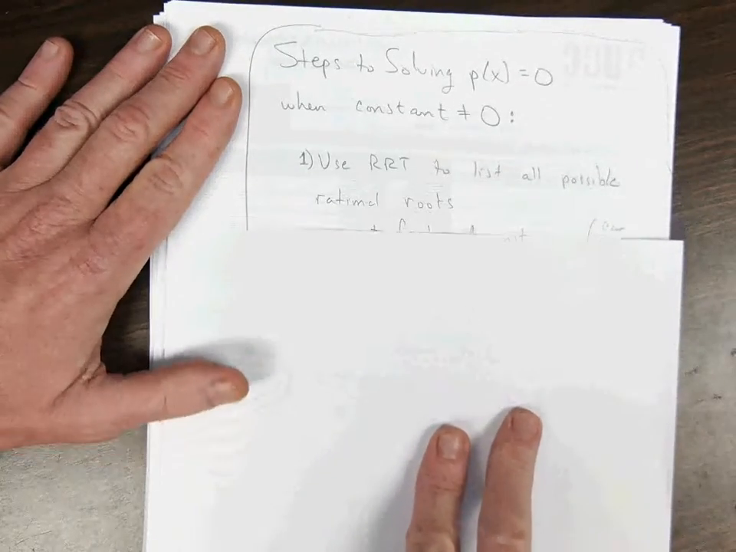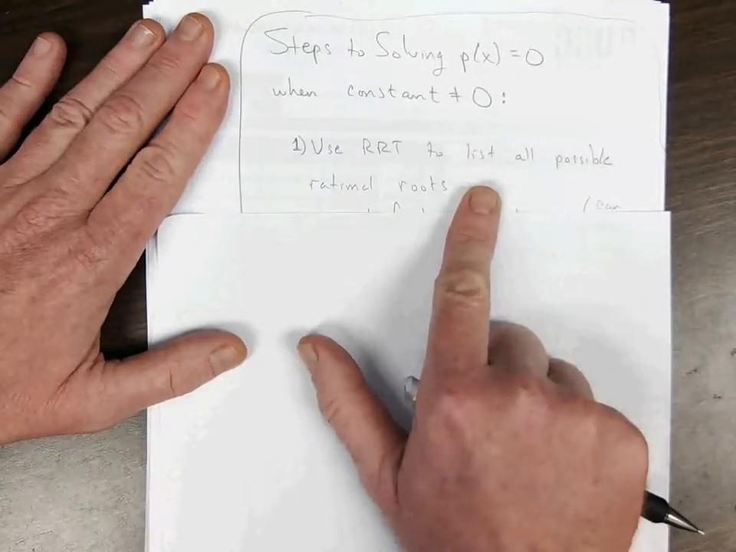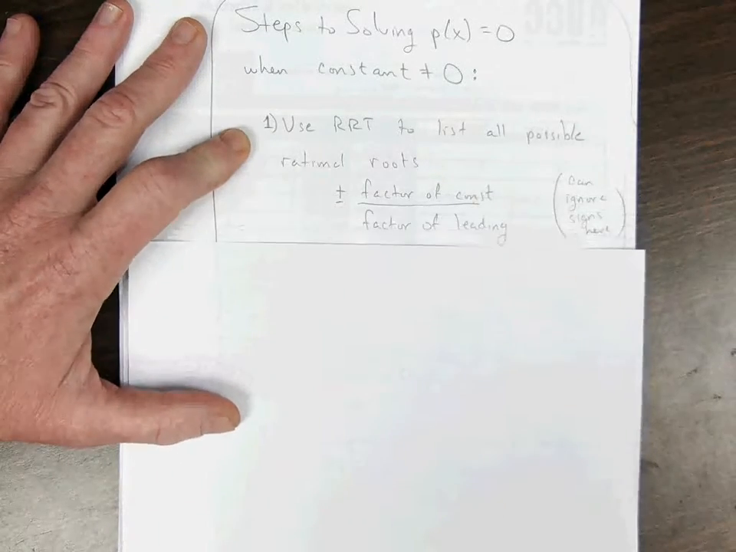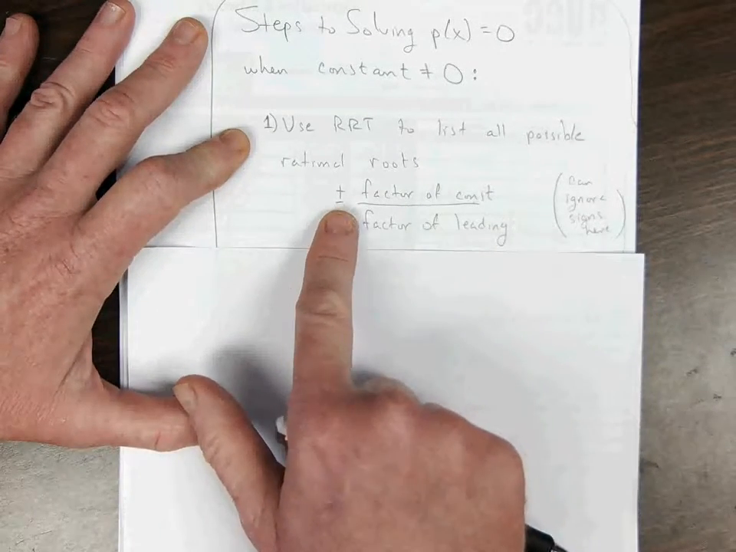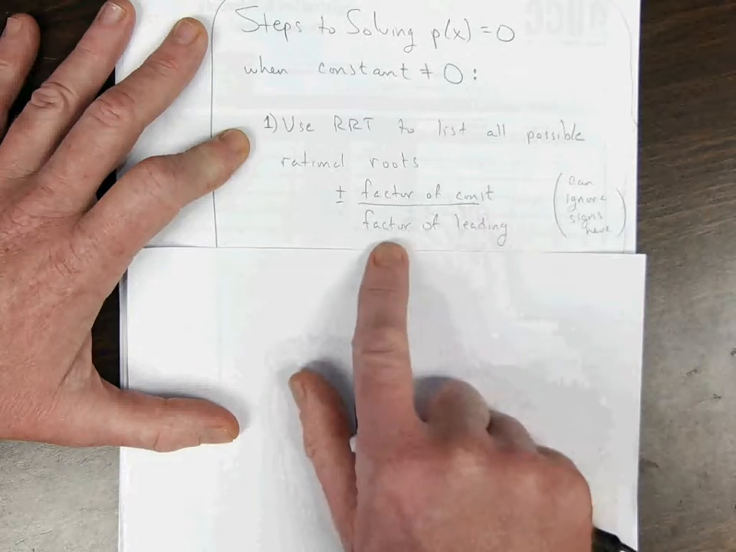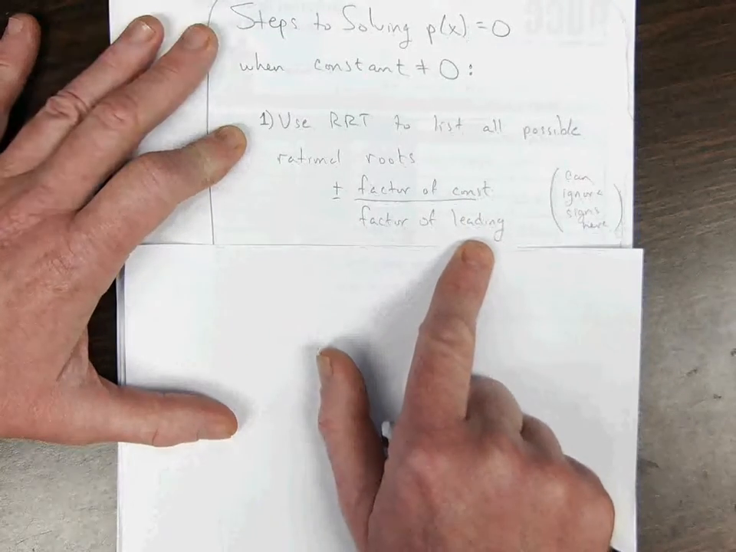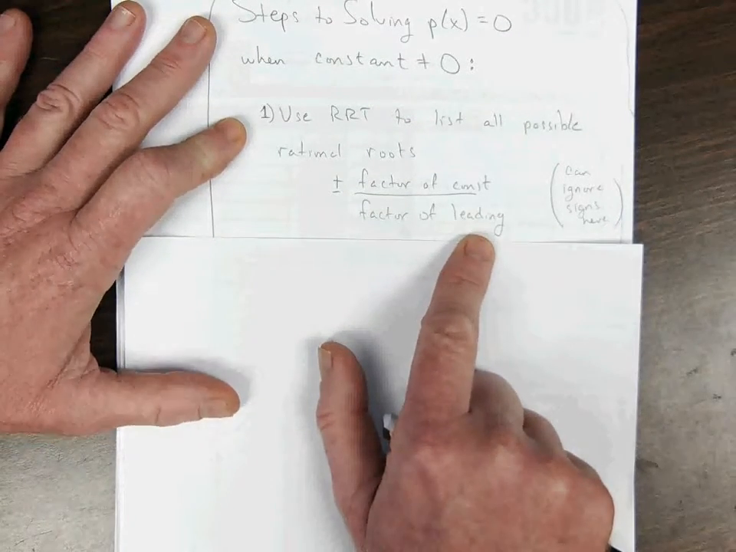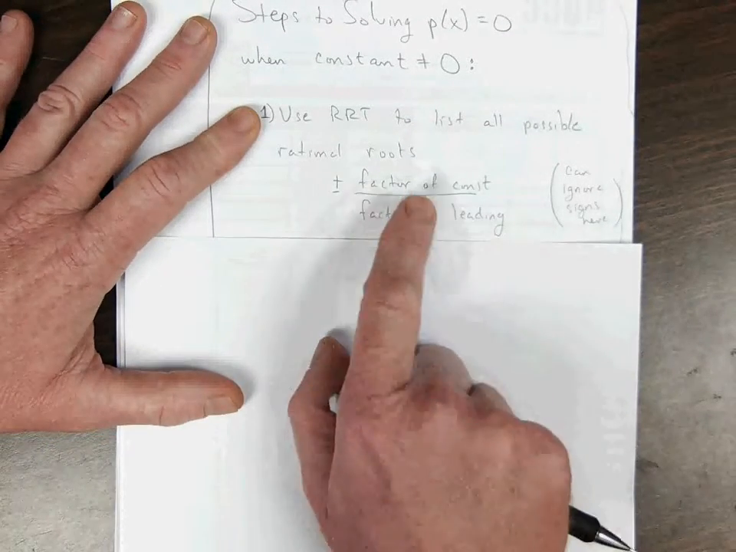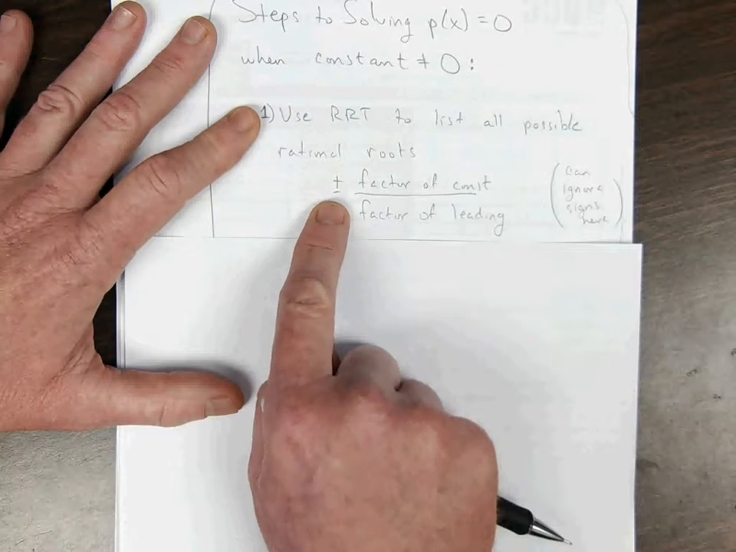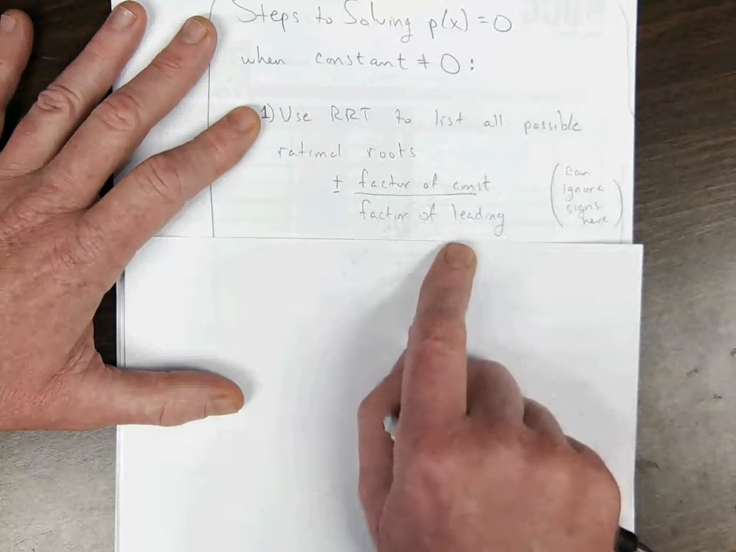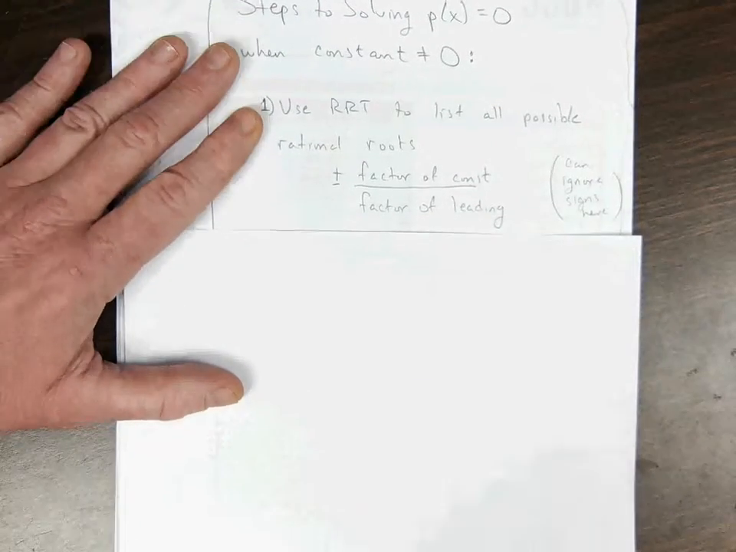constant's not equal 0. So the first thing you do is use the rational roots theorem to list all the possible rational roots. All right, and that's going to be a plus or minus factor of the constant over a factor of the leading. One thing about this, usually signs are important in math, right? But in this particular case, because of that plus or minus in front, if your constant or your leading is negative, you can ignore that negative. We'll see an example of that in just a second.